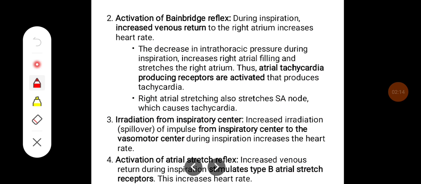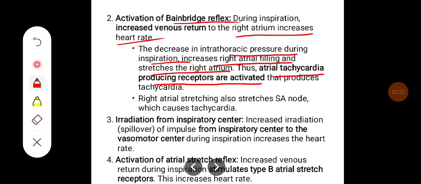Second one is activation of Bainbridge reflex. During inspiration, increased venous return to the right atrium increases heart rate. The decrease in intrathoracic pressure during inspiration increases the right atrial filling and stretches the right atrium. Thus, atrial tachycardia producing receptors are activated, which produces tachycardia. Right atrial stretching also stretches the SA node, which causes tachycardia.